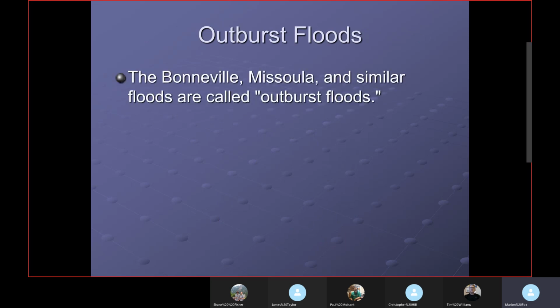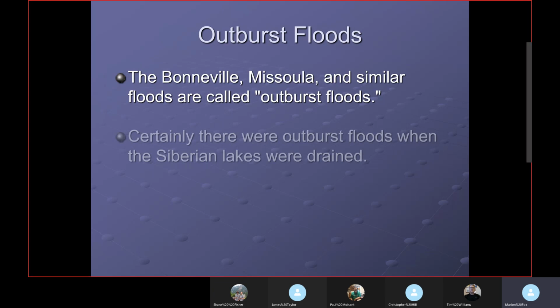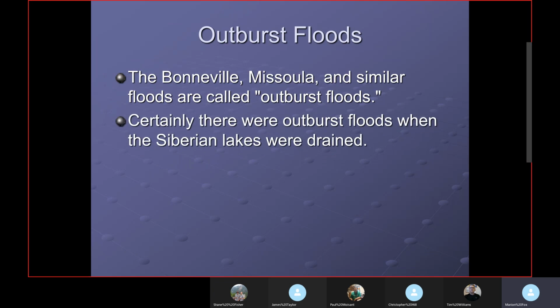Now, the Bonneville, Missoula, and similar floods are called outburst floods, and they're very interesting. They're outbursts of water as it overflows the boundaries of the basin in which it's found. Once it goes over the edge and begins to cut through, it'll cut through the soil pretty quickly unless it's pretty solid rock. Even flowing water can cut through solid rock. Water is very, very abrasive if it's flowing pretty rapidly.